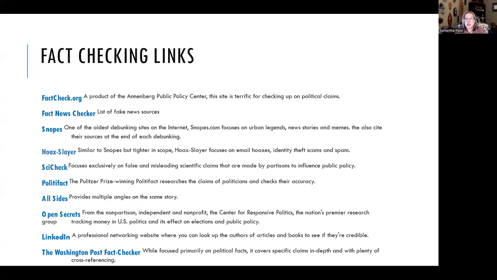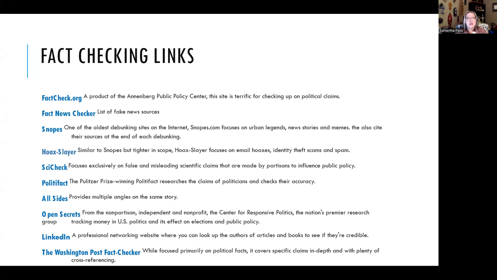So here's a list of some fact-checking links. And these are ones that I have used really well over the years, and they work really well even today. So factcheck.org, this is from the Annenberg Public Policy Center. It works really good for political claims, and it is updated all the time. They work really fast. So political debates, all that kind of stuff, it works really, really well.